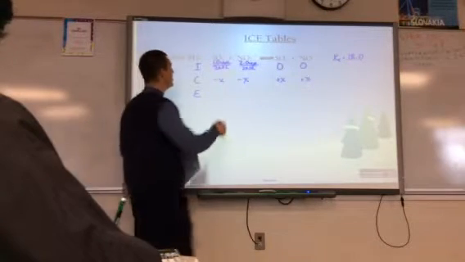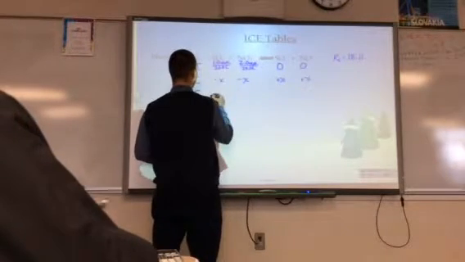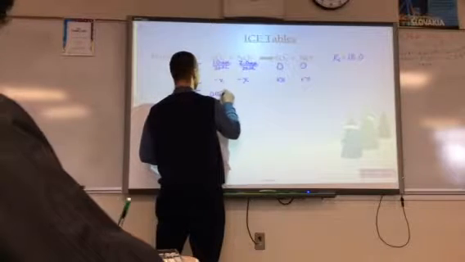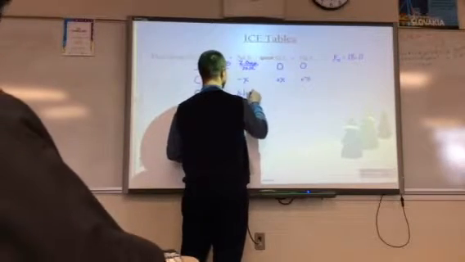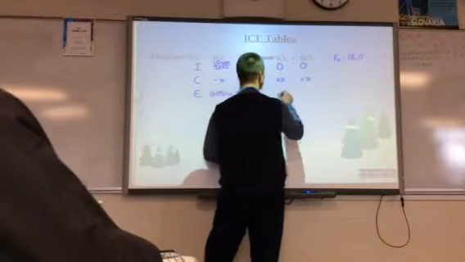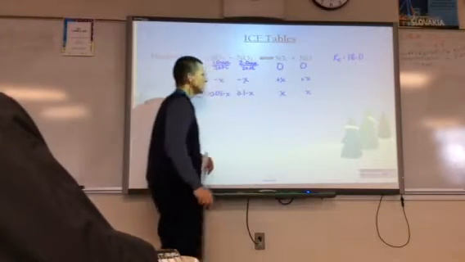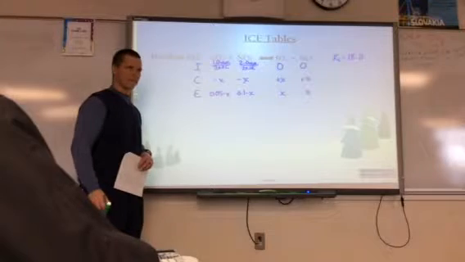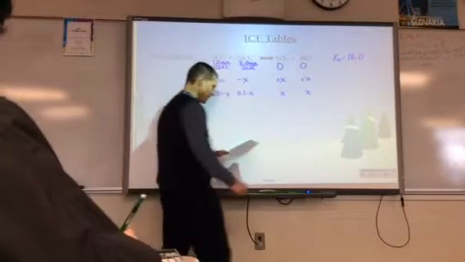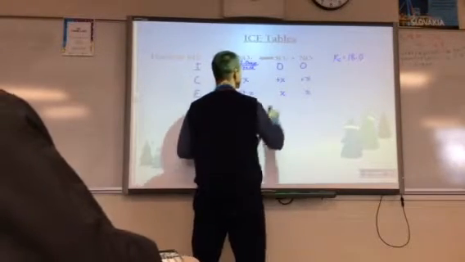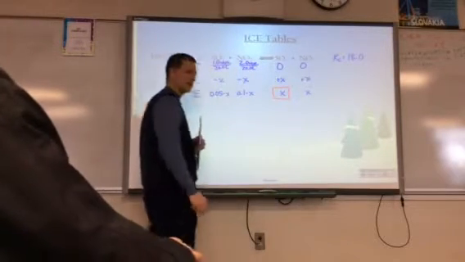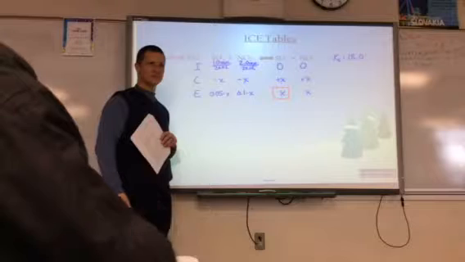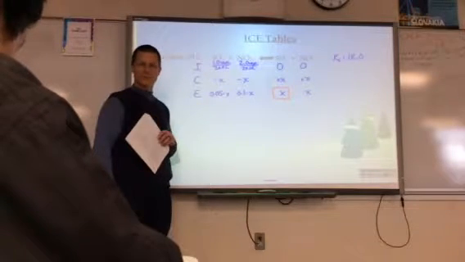So at equilibrium, we're going to have 1 divided by 20, which is 0.05. So it's 0.05 minus x for that one, 0.1 minus x for that one, and x and x. And the question is, what is the concentration of SO3 at equilibrium? So you need to solve for that.